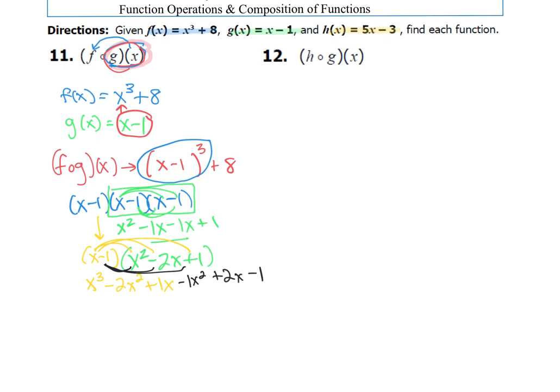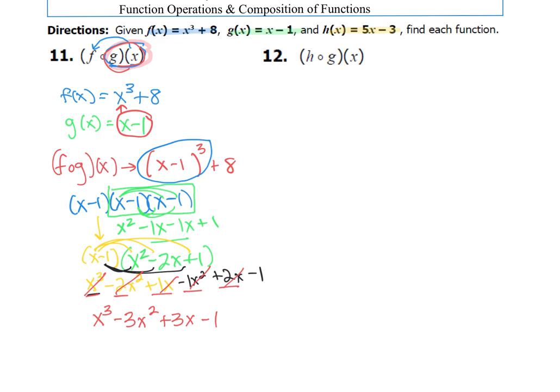Okay, combine like terms again. We start with our x cubed, and it's going to stay x cubed. Then we have negative 2x squared minus 1x squared is negative 3x squared. And then our x's, we have 1x and 2x to make positive 3x, and then bring down negative 1.